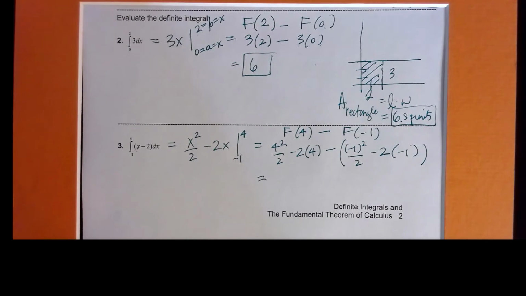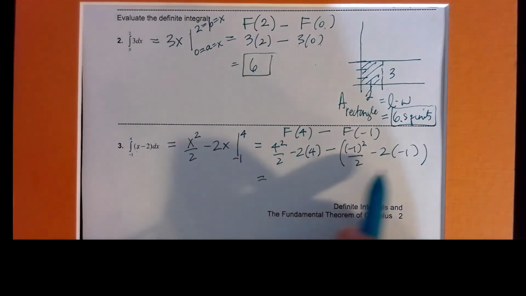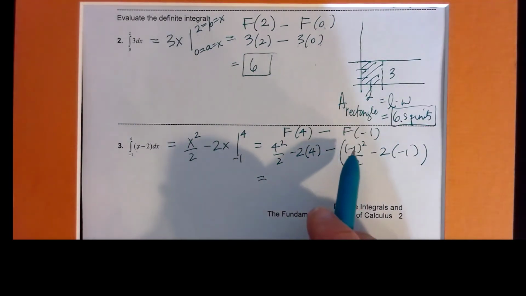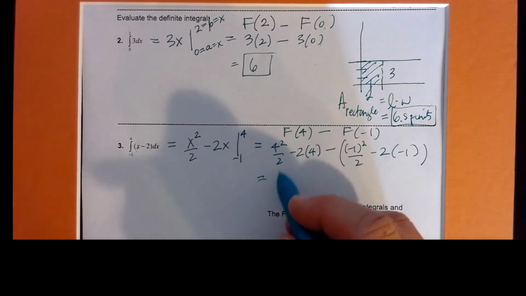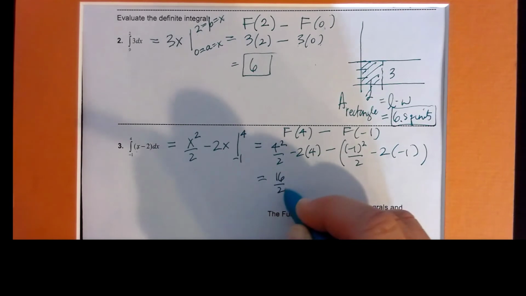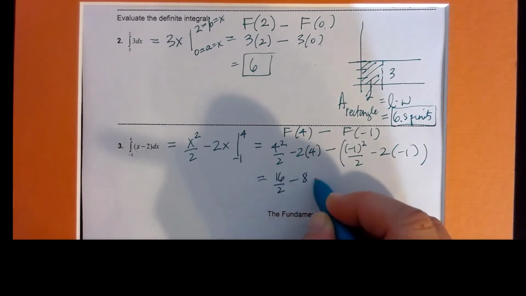So you can use a calculator for this entire calculation. You just have to be really careful with parentheses over here, especially with that negative being squared, and then subtracting out this whole thing. But you can also simplify a little bit if you like. You've got 4 squared over 2, so that's going to be what, 16 over 2? And we can go ahead and multiply 2 times 4.